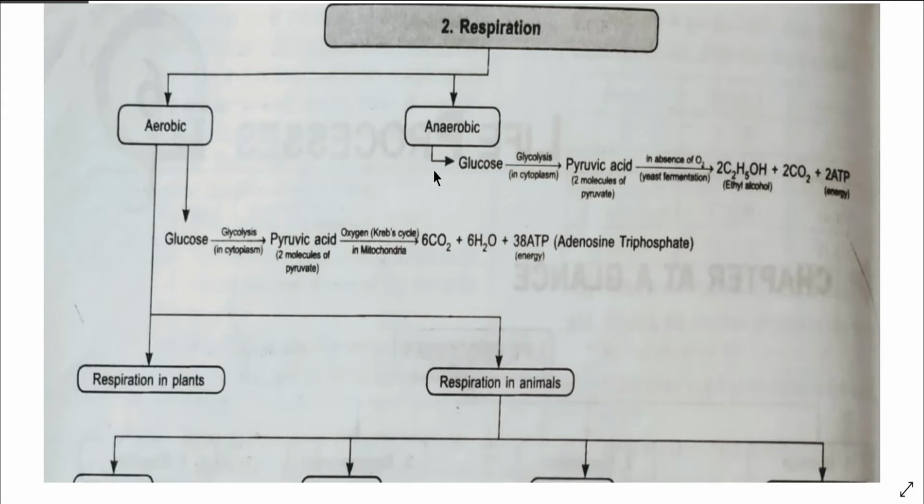The first difference, aerobic respiration occurs in presence of oxygen, anaerobic respiration occurs in absence of oxygen. In aerobic respiration, the complete oxidation of glucose takes place. In anaerobic respiration, the glucose breakdown does not occur completely. Okay, you can see here 6 carbon molecules of glucose convert into 2 carbon molecules. Here you can see it converts into 1 carbon molecule. Clear? In aerobic respiration, more amount of energy is released. In anaerobic respiration, less amount of energy is released.